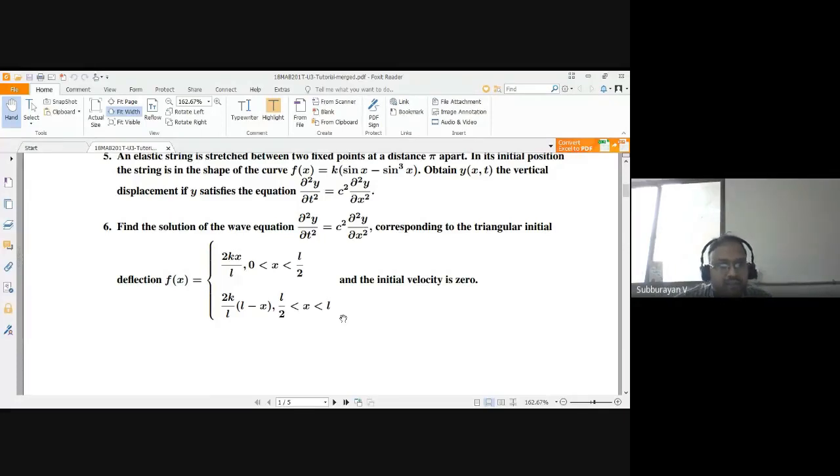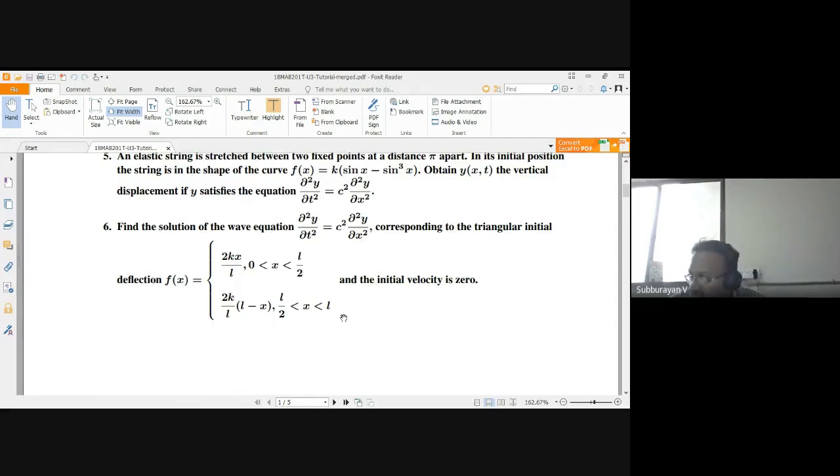Find the solution of the wave equation dou square y by dou t square equal to c square into dou square y by dou x square corresponding to the triangular initial deflection. Triangular initial deflection f of x is given by like this, and the initial velocity is 0.